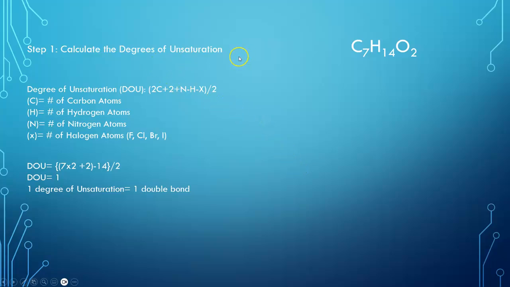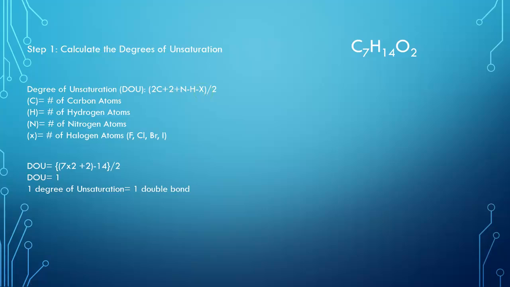So, to begin, we must figure out the degrees of unsaturation for this molecule. To do this, we will use the following formula. The degrees of unsaturation is 2 times the number of carbons plus 2 plus the number of nitrogen atoms, which there are none in this case, minus the number of hydrogen atoms minus the number of halogen atoms, which there aren't any in this case.